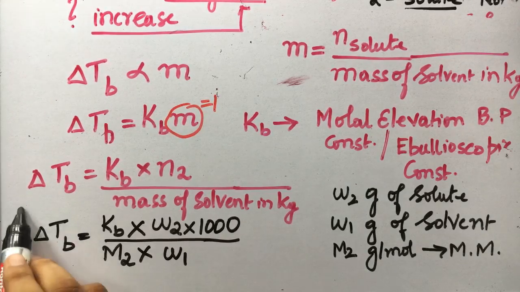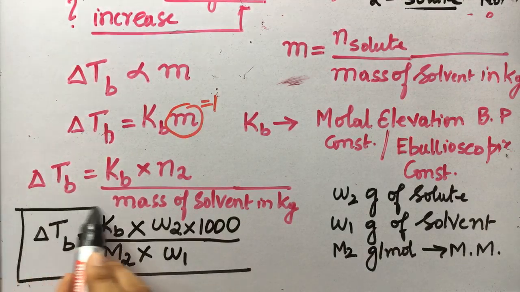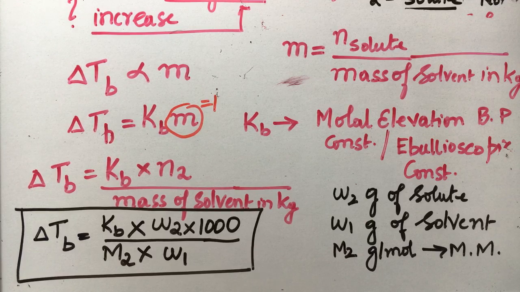So now tell me, students, what is delta Tb? Delta Tb is equal to Kb multiplied by W2 into 1000 divided by M2 into W1.